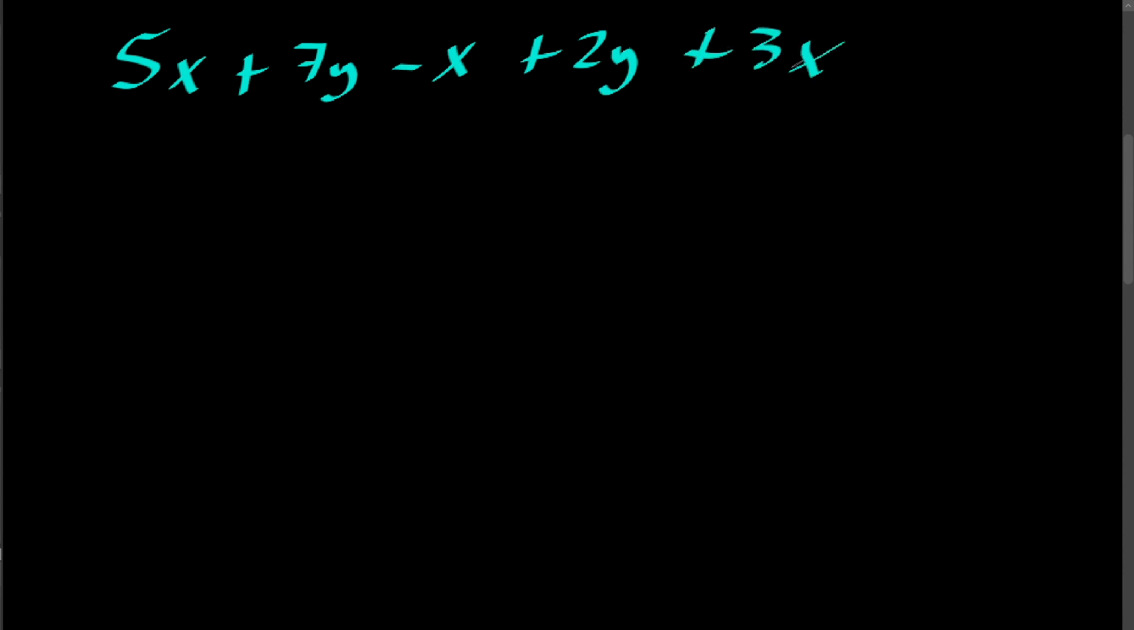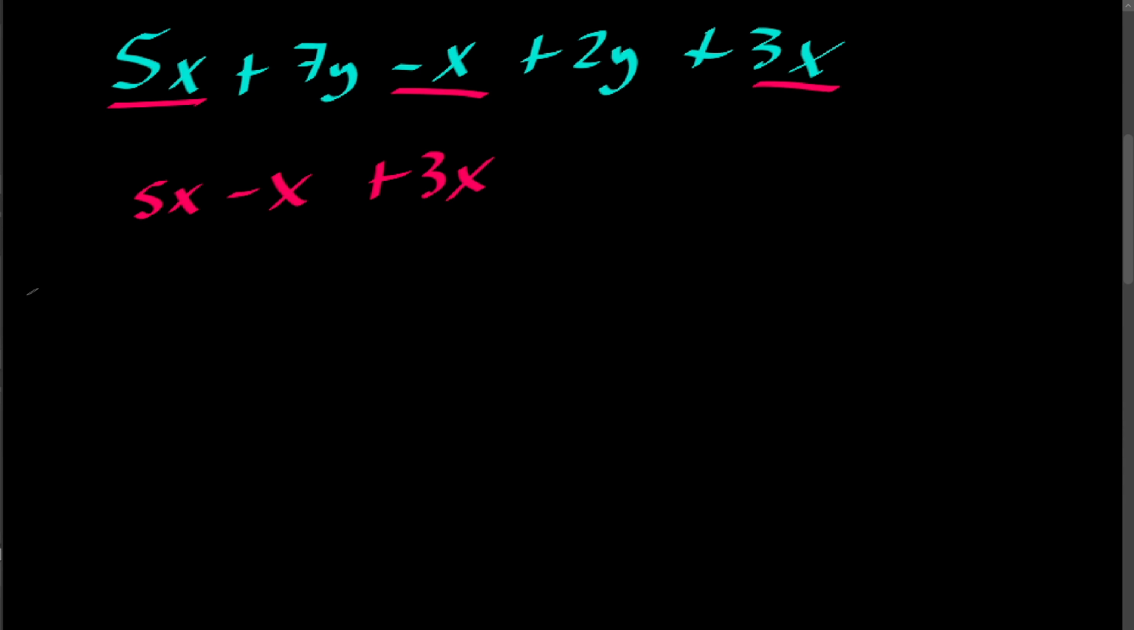Let's do a couple more. All right, let's say we have, let's do x's and y's, because those are commonly seen. 5x plus 7y minus x plus 2y plus 3x. All right, let's see what we can do here. So let's start with 5x. Is there another term in this expression that has an x in it? Yeah, we have negative x and we have 3x. So what we're really doing here is 5x minus x plus 3x.